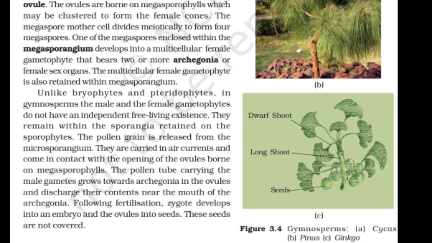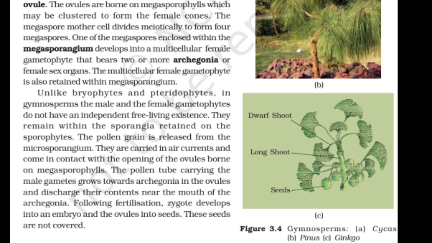Unlike bryophytes and pteridophytes, in gymnosperms the male and female gametophytes do not have an independent free-living existence. They remain within the sporangia, retained on the sporophytes. The pollen grains are released from the microsporangium. They are carried in an air current and come in contact with the opening of the ovule borne on megasporophylls.